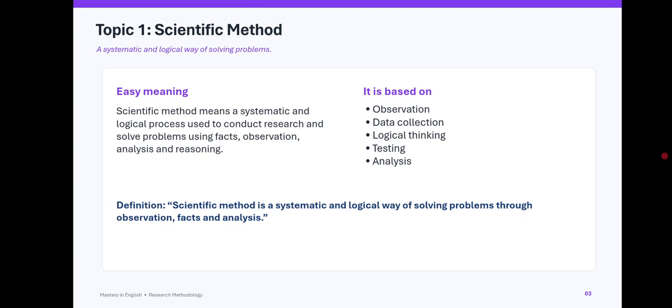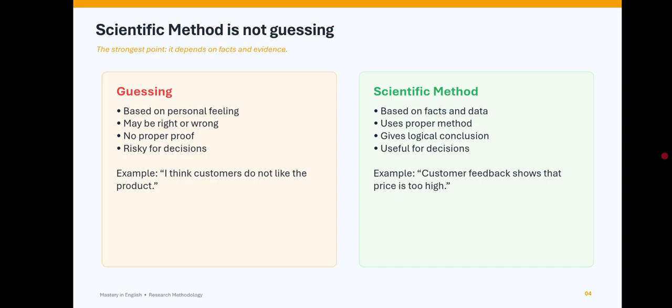So students, scientific method does not depend on guessing or personal opinion. It totally depends on facts, evidence, logic, and proper investigation. So researchers collect the accurate information and analyze it carefully before reaching the conclusions. Scientific method also helps the researchers to avoid confusion, improve accuracy, and get reliable results.